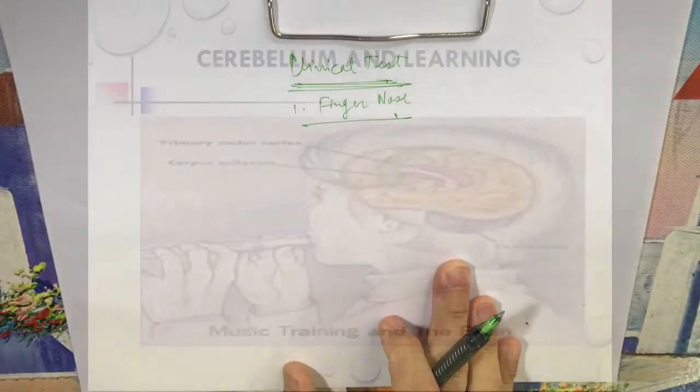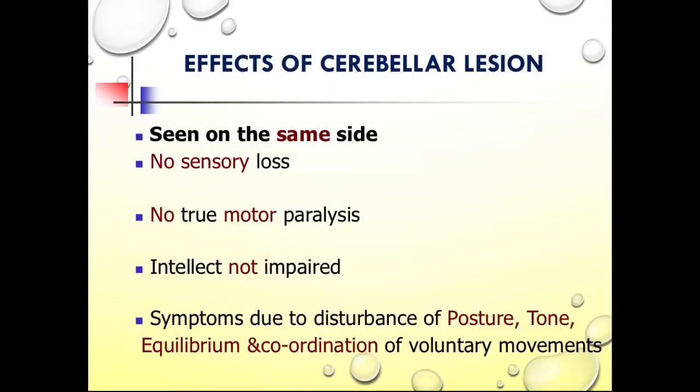When there happens any lesion, the effect will be seen on the same side. That is the characteristic feature. The second characteristic feature is no sensory loss. It doesn't have anything to do with sensation. And the third is no true motor paralysis.